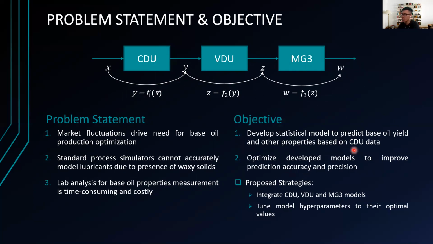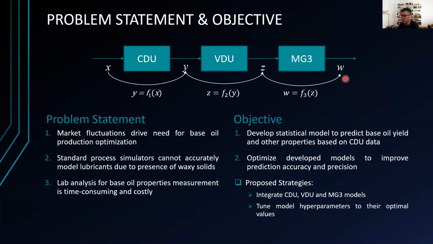Hence, the main objective here is to develop a statistical model to predict the base oil yield and other properties based on the CDU data. This means ultimately we want to predict W from X directly. So one can imagine this as a gigantic block instead of 3 distinct smaller blocks. Secondly, the aim is also to optimize the currently developed models, these individual models, to improve their prediction accuracy and precision.